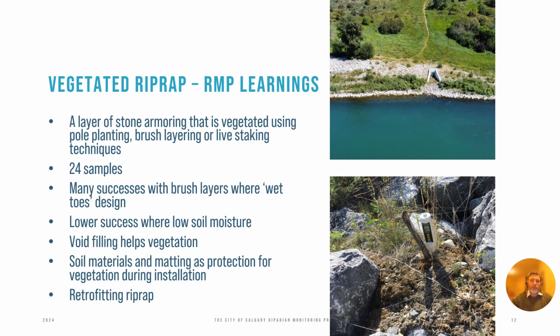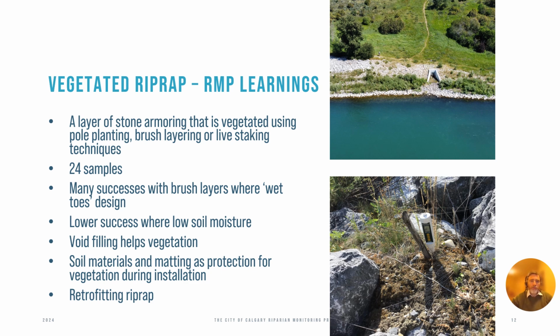Vegetative riprap is stone armoring enhanced with vegetation, typically using pole planting, brush layering, or live staking during construction. We assessed 24 transects and found good success with brush layers, especially when cuttings were planted below the water table so that they had wet toes. Success was lower on sites with low soil moisture.